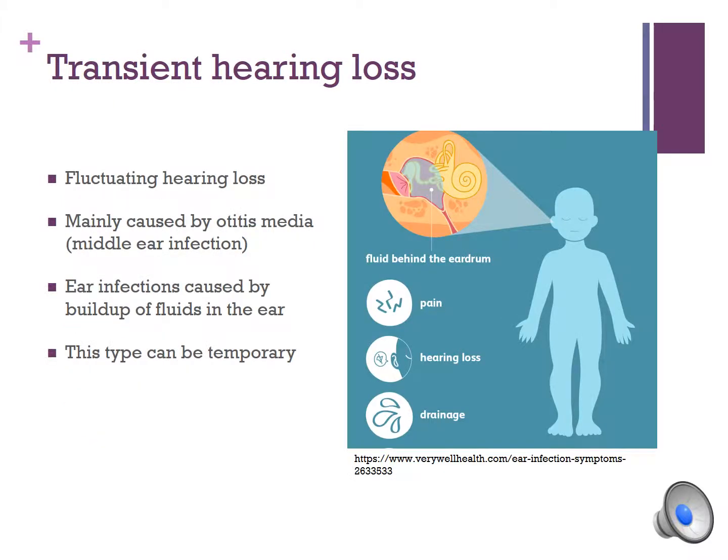Transient hearing loss is a fluctuating hearing loss that can also be temporary and is mainly caused by otitis media or middle ear infection, which is caused by the buildup of fluids in the ear.